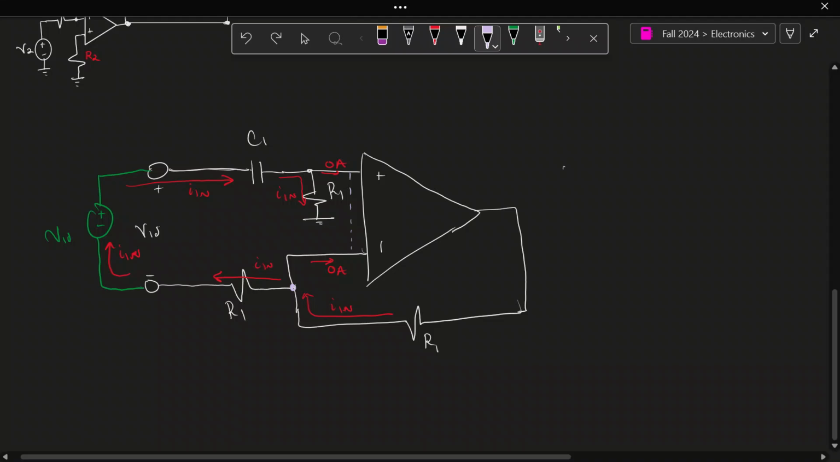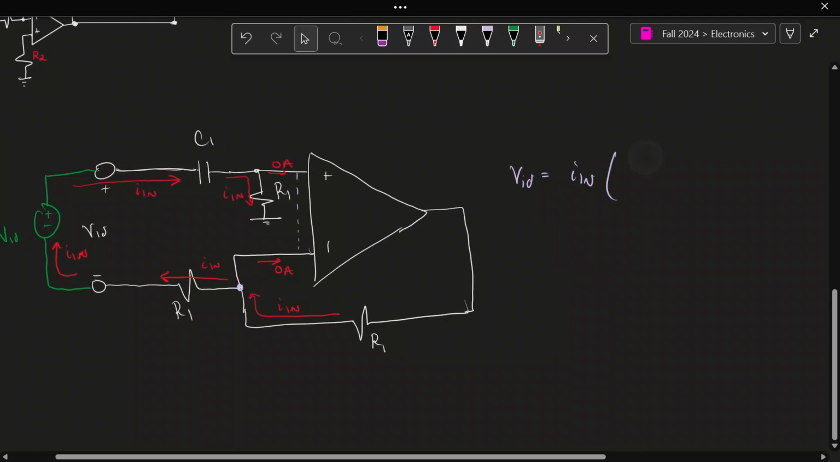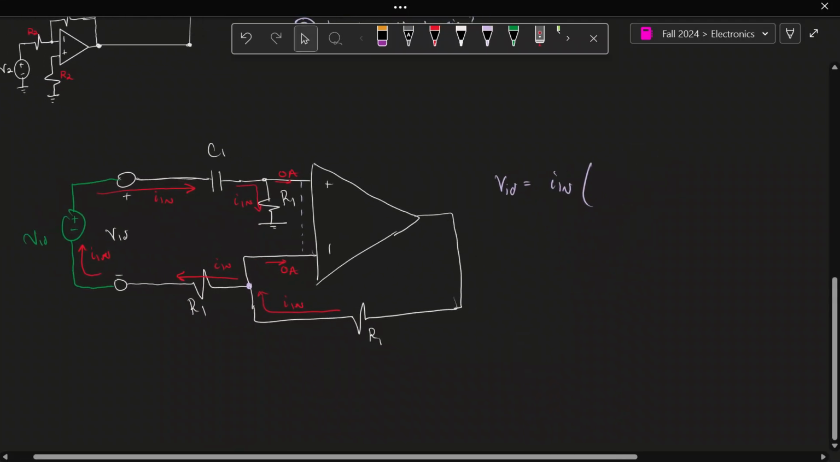So let's say this would be what? VID is equal to IN. And remember, IN is all the same, so you don't have to worry about it. IN times 1 over j omega C1, I'm moving to phasor, plus what's next? Well, if we're going to do a KVL, we can go across the terminals. We do not have to figure out the voltage across R1.